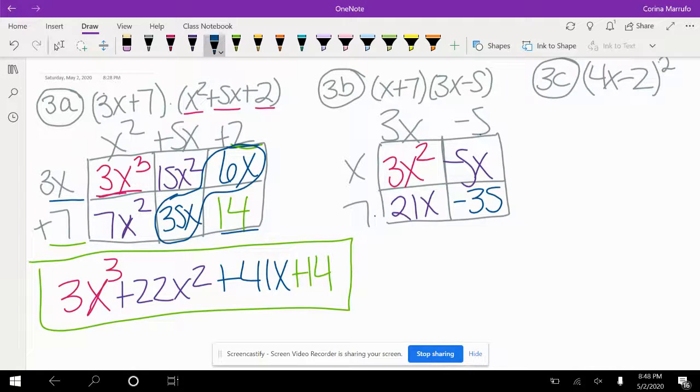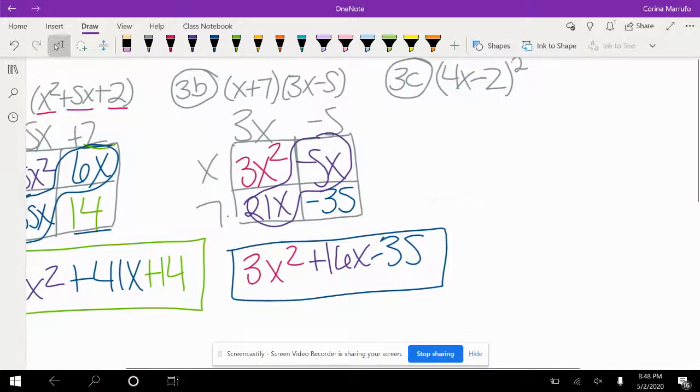Okay, so once you finish multiplying everything out, you go ahead and write it down. So you have 3x squared. And then here we have to combine the negative 5x and the 21x, because they're like terms. So 21 minus 5 is going to give us, I believe, 16. So that's how many x's you have, 16x. And then at the very end is a negative 35, and it doesn't have anything to combine with. So that's all you do.